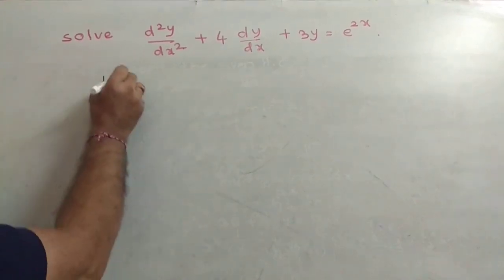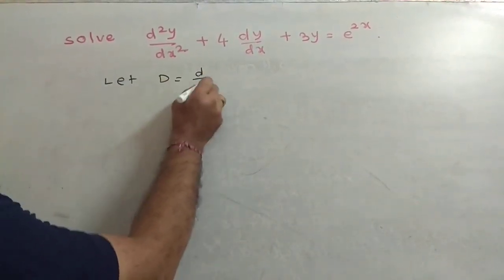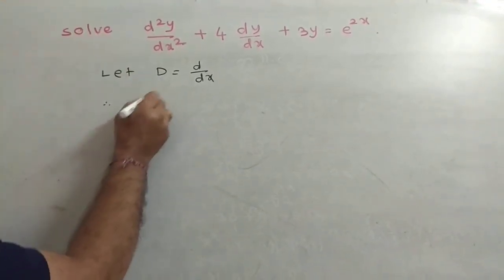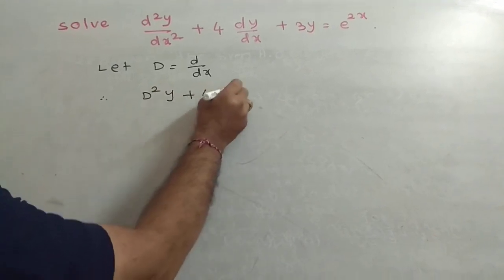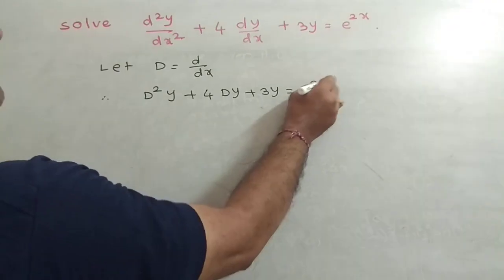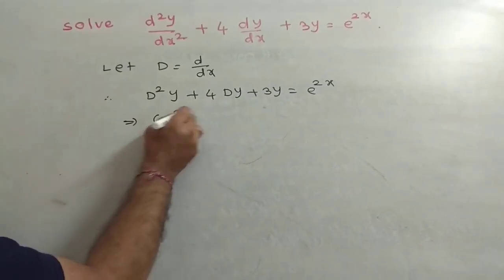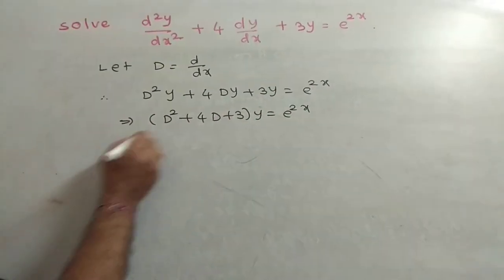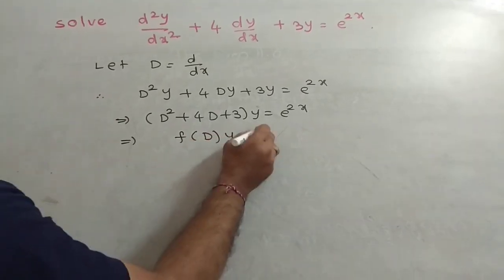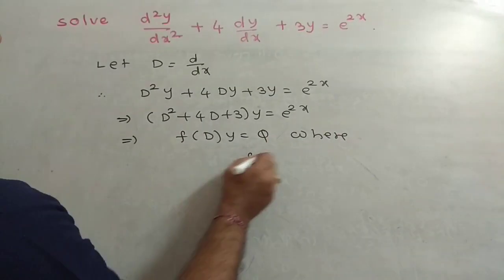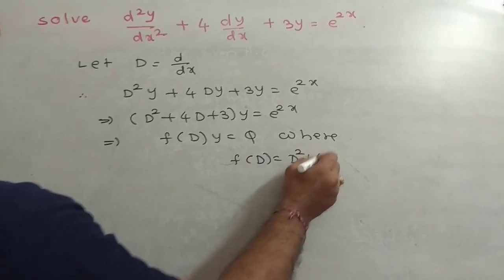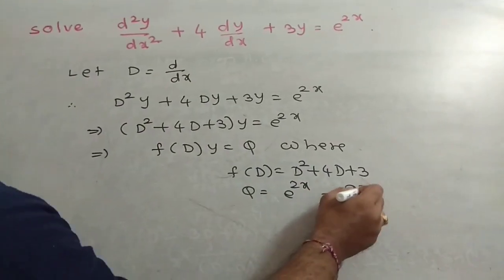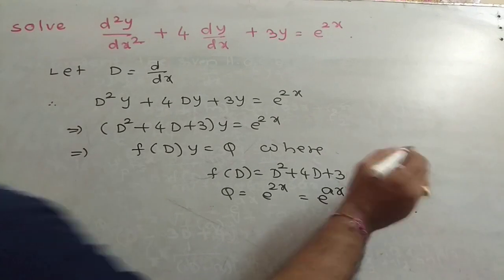Symbolic means, let us start with capital D equal to d by dx. Using this differential operator, the given equation can be written as D square y plus 4 Dy plus 3y equal to e power 2x. Or I can write D square plus 4D plus 3 of y equal to e power 2x. This looks like f of D of y equal to q, where f of D is D square plus 4D plus 3. And what about the q value? e power 2x. This looks like e power ax. What is the a value? It is equal to 2.